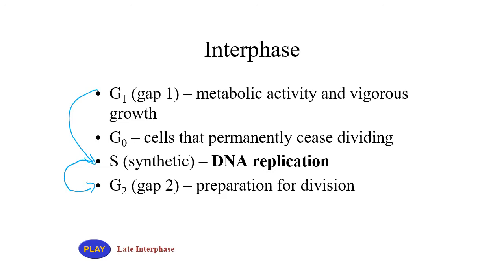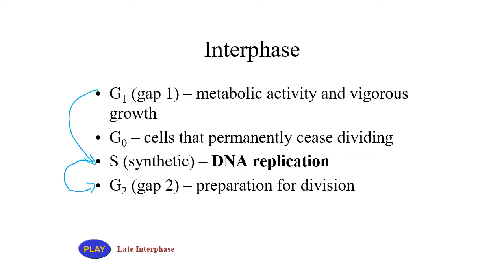So in G1, we've just made the cell, so it's going to need to grow itself. It's going to need to make more organelles. It's going to increase in size. G2 is increasing the cell in size for cell division.